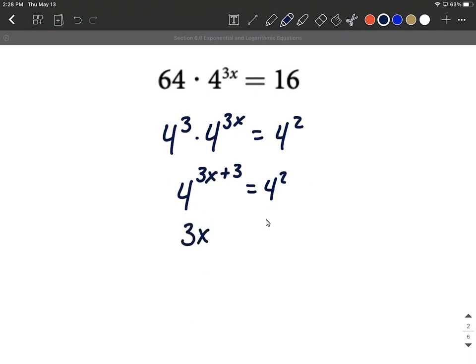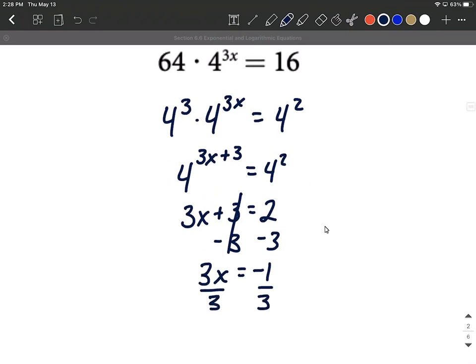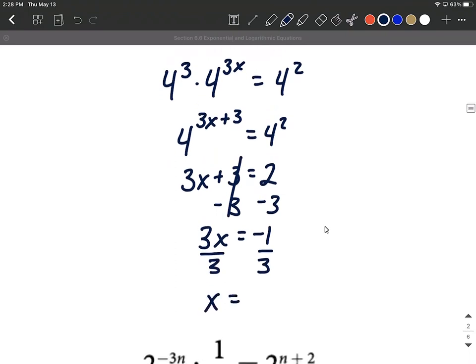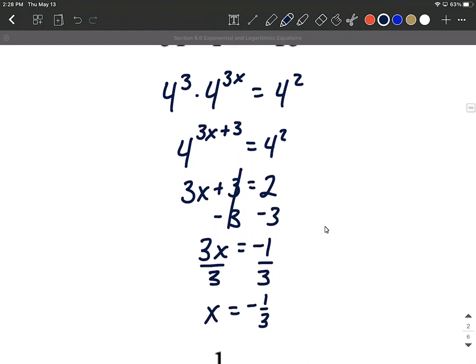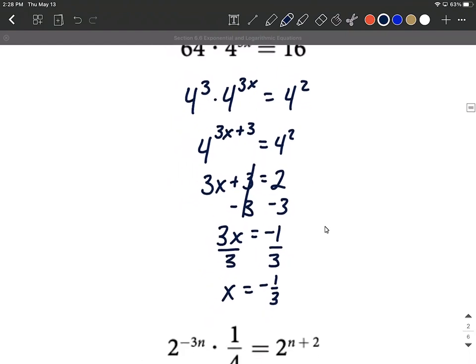We just need to drop the bases and set the exponents equal to one another. This resulting equation shouldn't be too bad, it's nice and linear. So to solve it down, we'll move the 3 to the other side. We have 3x equals -1 and divide both sides by 3 to isolate the x. So x equals -1/3 should be our solution on this one.